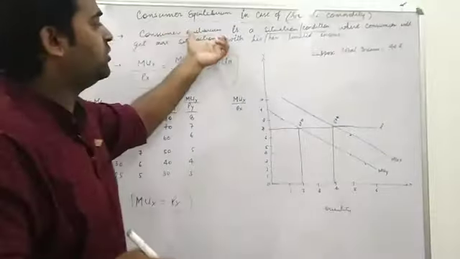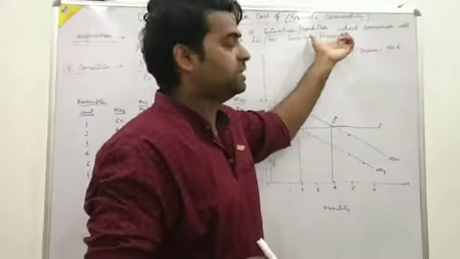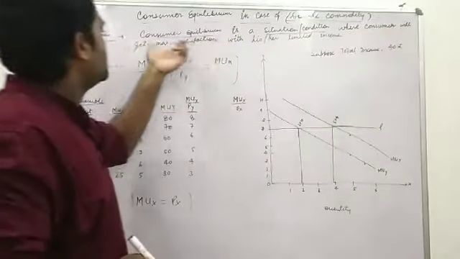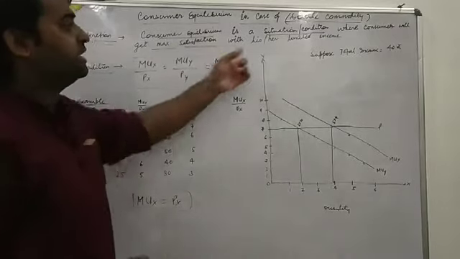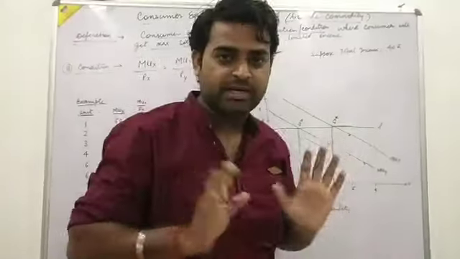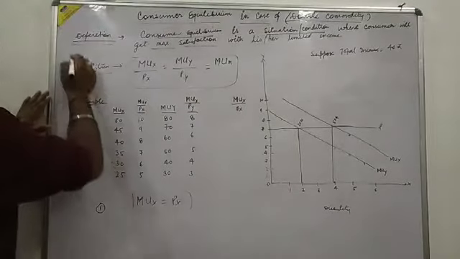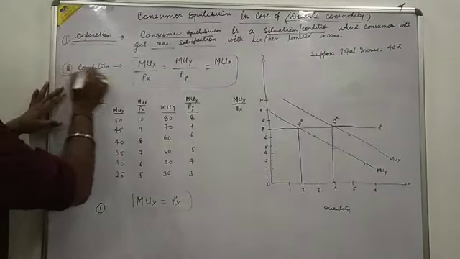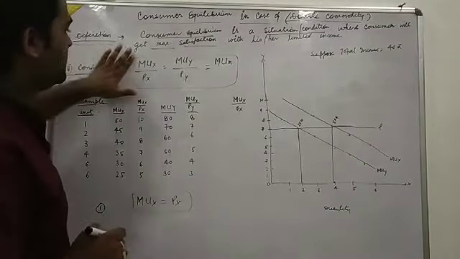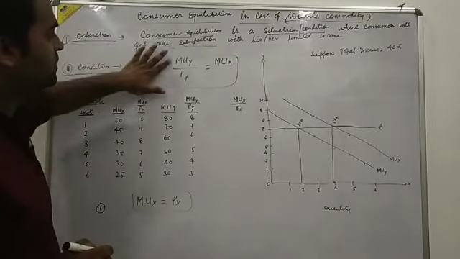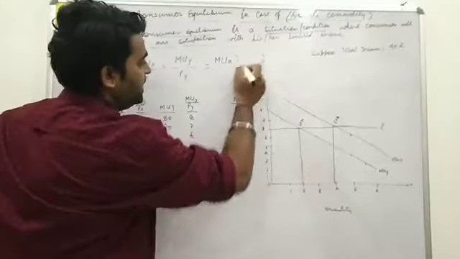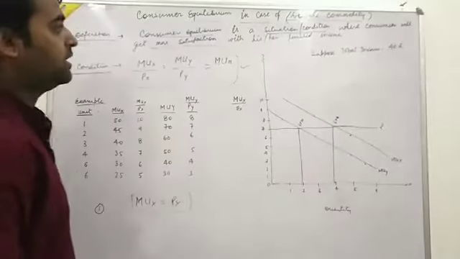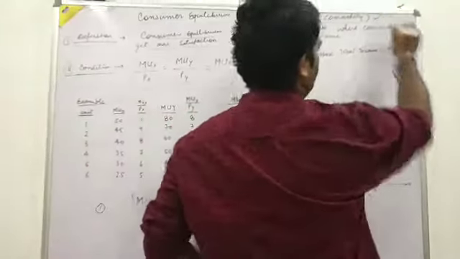Again, consumer equilibrium is a situation or condition where the consumer will get maximum satisfaction with his or her limited income. The second thing is the condition: MUX by PX is equal to MUY by PY is equal to MUM. We have to satisfy this condition in the case of double commodity.